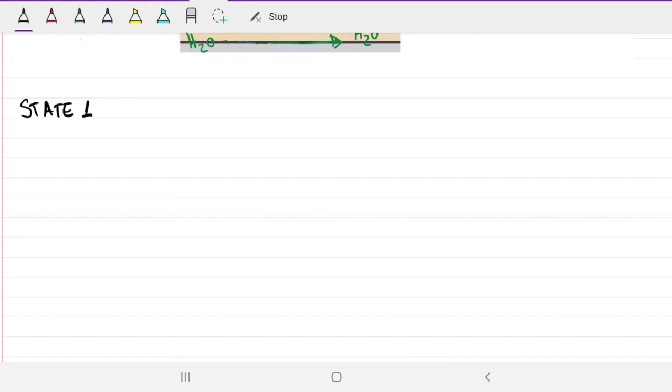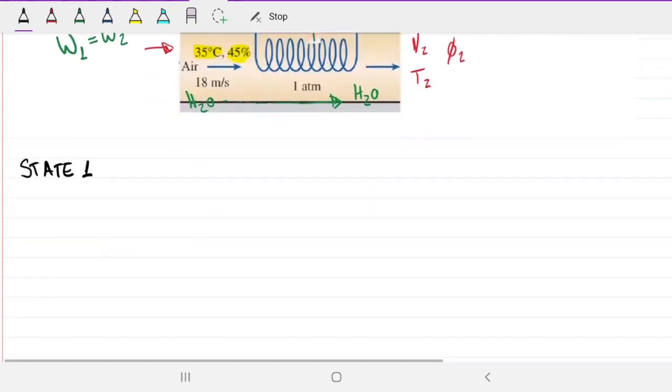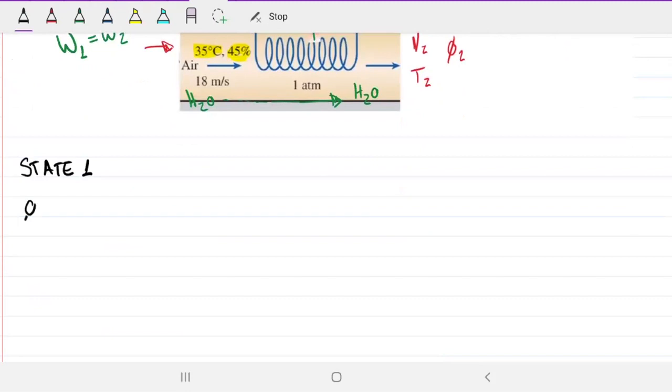On state 1, I know that we have the relative humidity, 45%. We have the dry bulb temperature as 35 degrees Celsius. And so we have relative humidity 1 is 45%, and we also have T1 at 35 degrees Celsius. We also have the velocity of that air coming in.